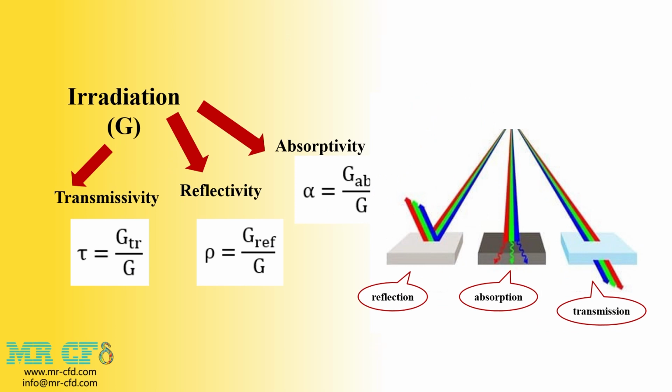The ratio of the energy absorbed by a surface to the total energy received by that surface is equivalent to the absorption coefficient, absorptivity, which is denoted by the symbol alpha. The ratio of energy reflected from a surface to the total energy received by that surface is equivalent to the reflectivity, which is represented by the symbol rho. And the ratio of the energy passed through a surface to the total energy received by that surface is equivalent to the transmissivity, which is represented by the symbol tau.